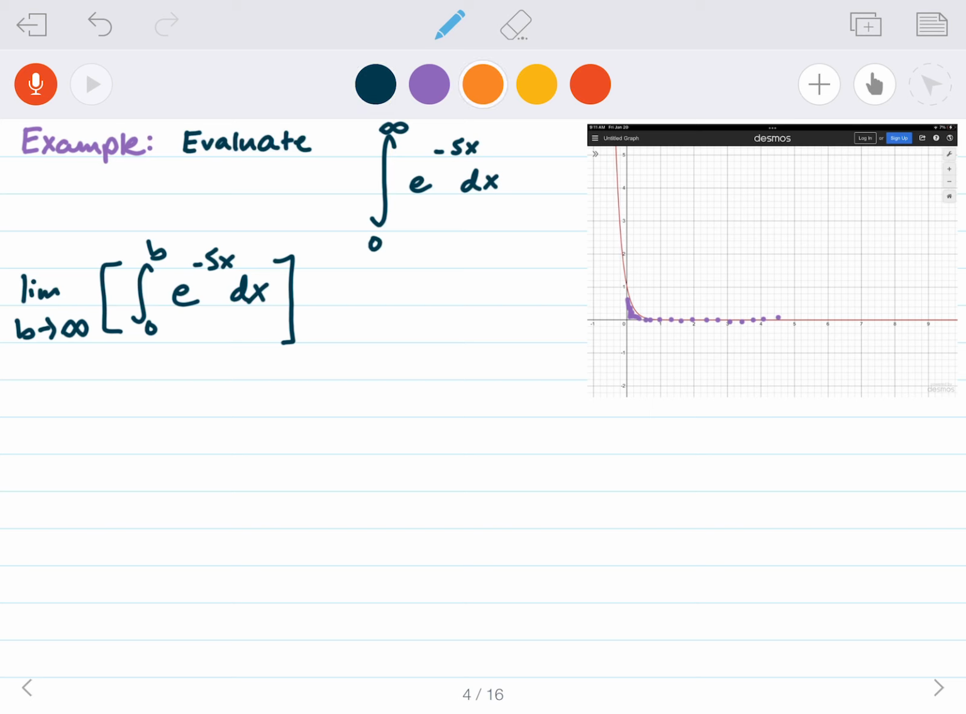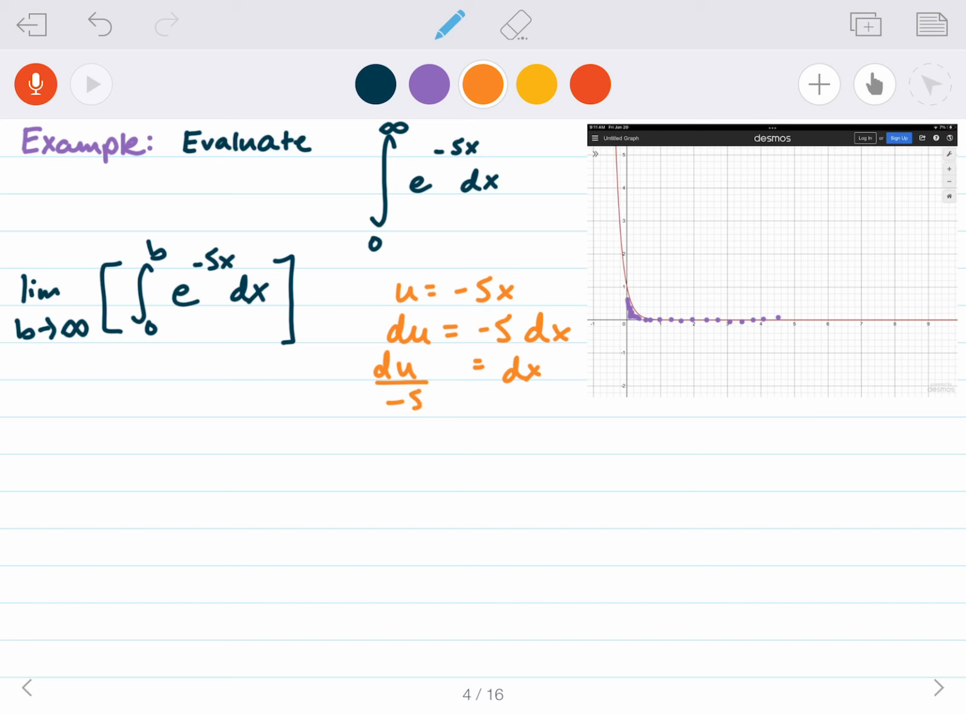So what I'm going to do to evaluate this definite integral is I'm going to make a u substitution. So I'm going to let u equal negative 5x, and therefore du is going to equal negative 5 dx, and isolating dx, that equals du over negative 5.